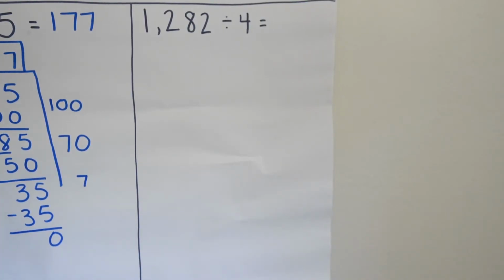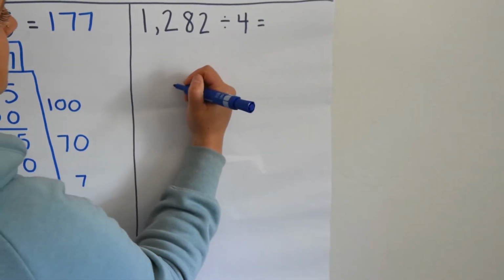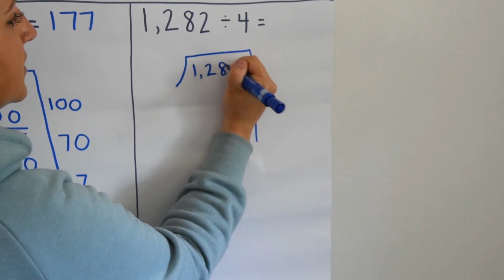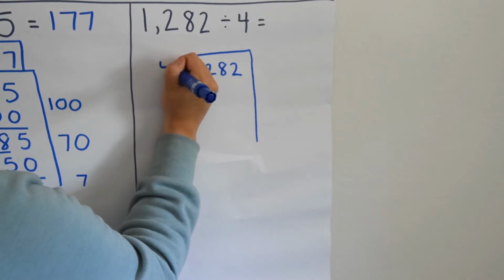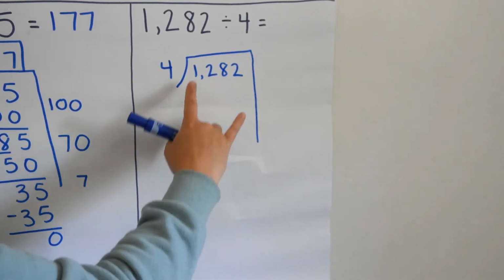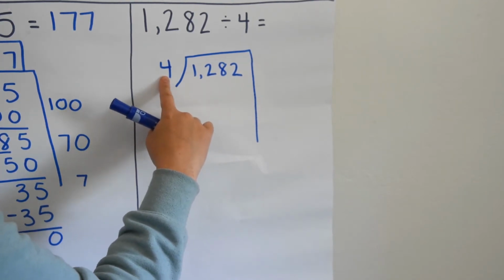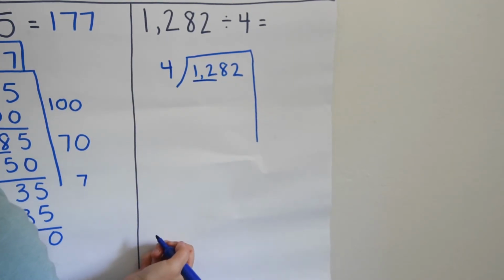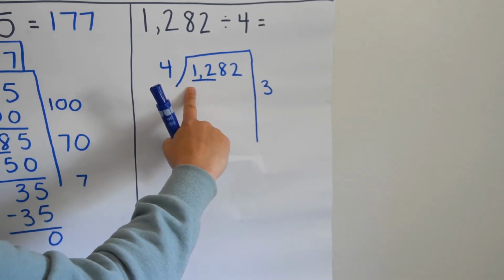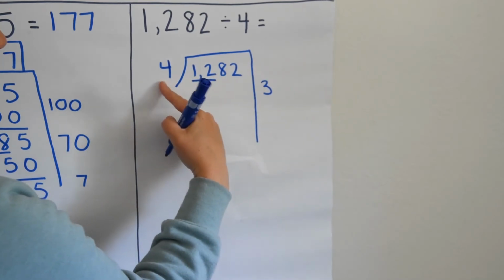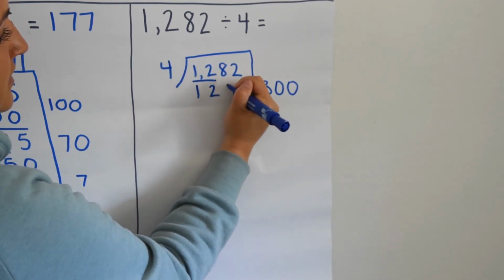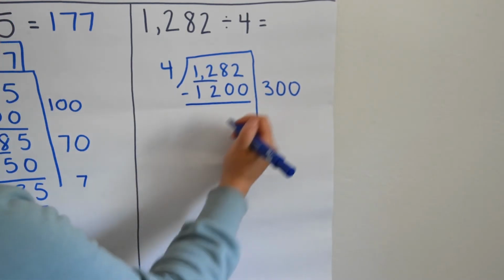Just like we did in the first one, we're going to start by drawing our house. Our dividend is 1,282 and our divisor is 4. So again, we're going to start by seeing if our 4 can go into our 1, which we know it cannot, but 4 can go into 12 3 times. In this case, since we're dealing with the thousands place, we know it's going to be 4 times 300, which gives us 1,200. Then I subtract.